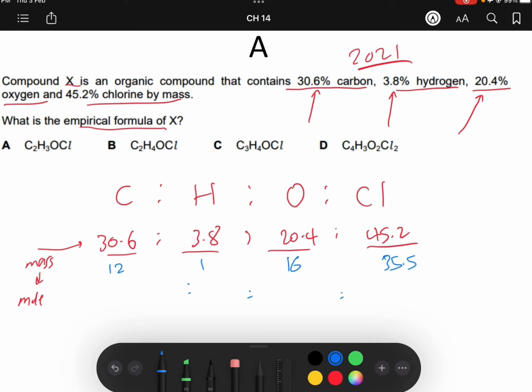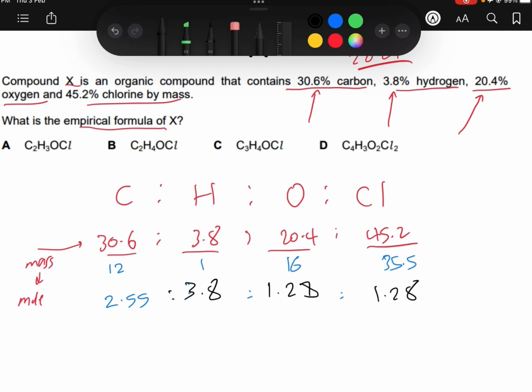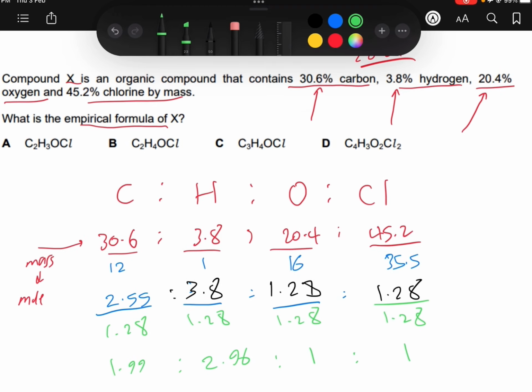Just let me calculate that here. In this case, you're going to divide these numbers by the smallest number. Which of these is the smallest? 2.5, or 3.8, or 1.28? It's 1.28. So you'll divide these by 1.28. As we can see here, it will be 1 for chlorine, 1 for oxygen, and approximating the rest, it's 2 and 3.